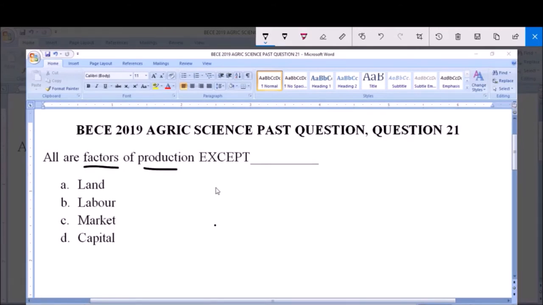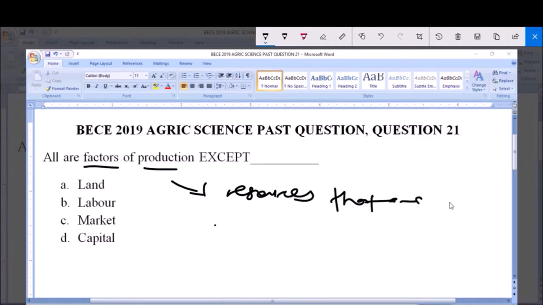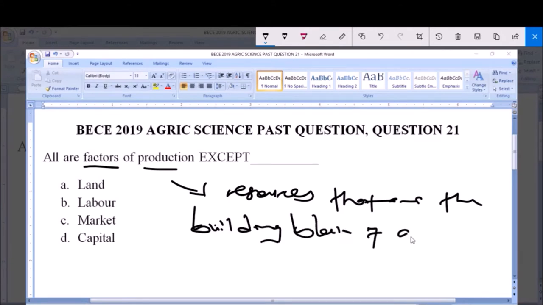Now, what are factors of production? Factors of production simply refers to resources. They refer to resources that are the building blocks, that is the foundation, of an economy. That is any economy at all, be it farming or any business activities. And like we know, agriculture is also a business activity. So factors of production are resources that are the building block of this agricultural business or activity.